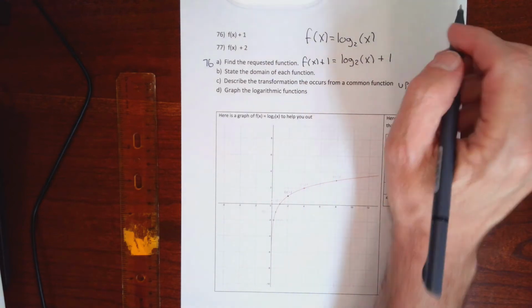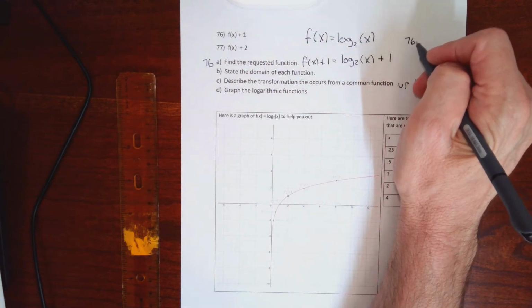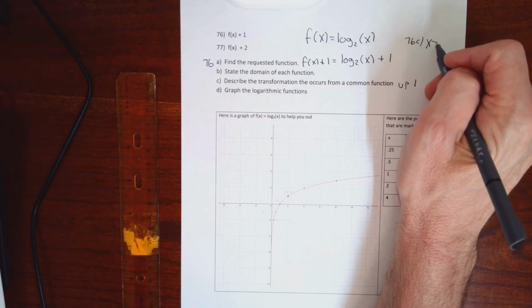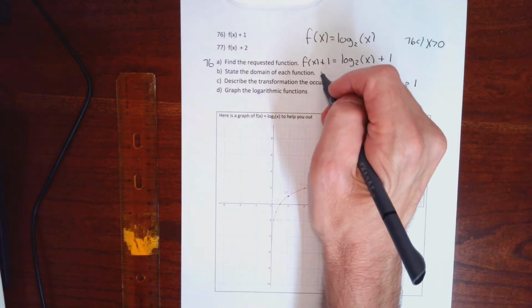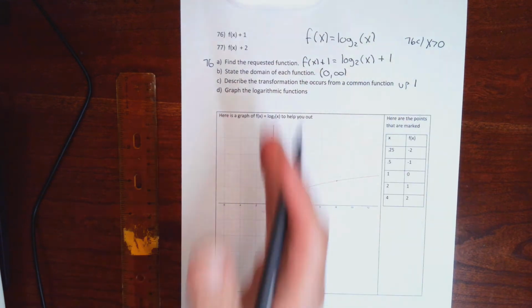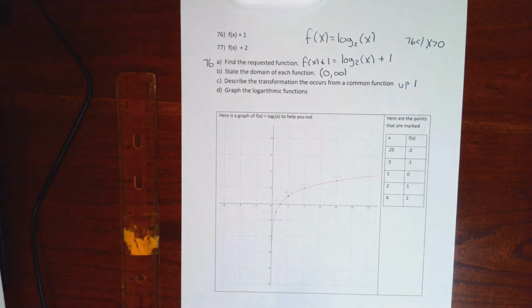To find the domain, you just take the argument, in this case it's just x, and set it greater than 0. This is going to have the same vertical asymptote. Shifting a graph up and down doesn't change the vertical asymptote, only shifting a graph left and right.